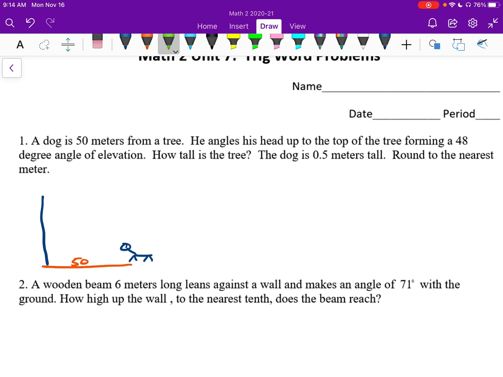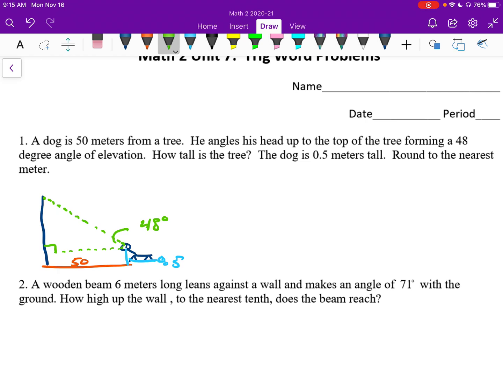So what's kind of tricky here is here's his normal line of sight, and then he angles his head up, and then he says there's a 48-degree angle of elevation there. And here would be our right angle. How tall is the tree if the dog is half a meter tall? So this is 0.5 meters.